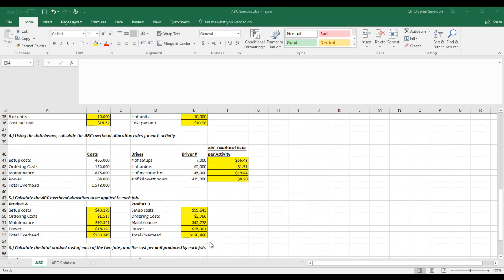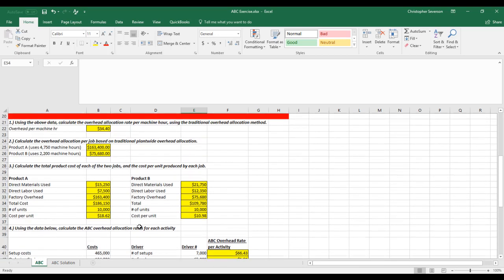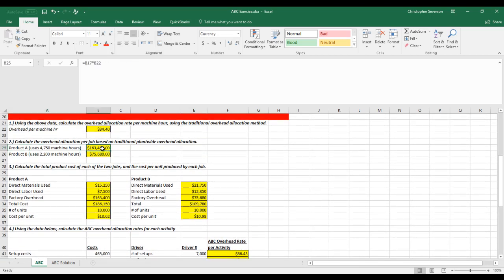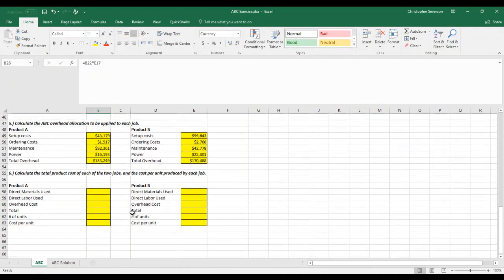Now, before we go any further, let's think about that. Product A had $153,249 of overhead under this method, which is less than what product B had. But if we go back up to the traditional, product A had quite a bit of overhead, more than double what product B had, solely due to the fact that it had more machine hours. So that right away we see a big difference.